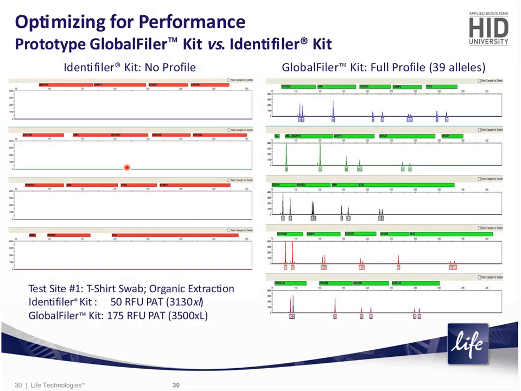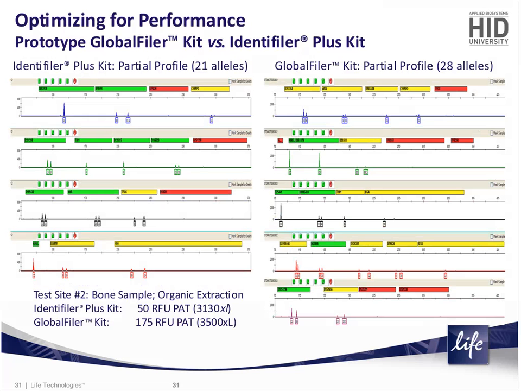On the left-hand side, you can see an Identifiler kit profile of a swab taken from a T-shirt and extracted using the organic method. No profile whatsoever was obtained, whereas on the right-hand side, the GlobalFiler kit was able to deliver a full profile with 39 alleles. That's far more probative information to the laboratory. But you would expect that kind of improvement in performance over a previous generation system such as Identifiler, but how does it stack up against our next generation system?